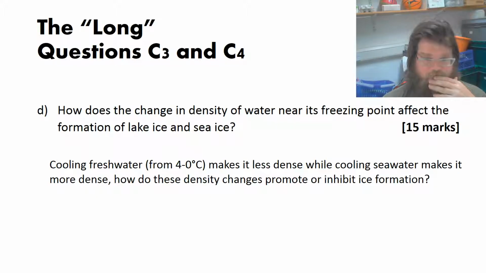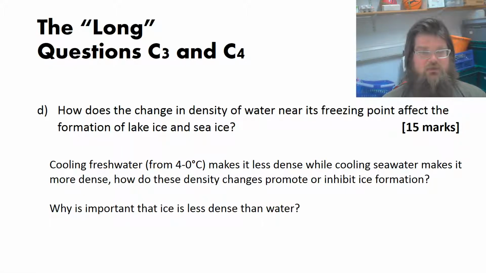So when cooling seawater, that makes it more dense, like you would expect with almost every substance. So fresh water gets less dense when it cools between 4 and 0, whereas seawater gets more dense. These two types of water, fresh water and salt water, behave very differently. So how do these density changes, one goes up, one goes down, promote or inhibit ice formation? That's what the question is asking.